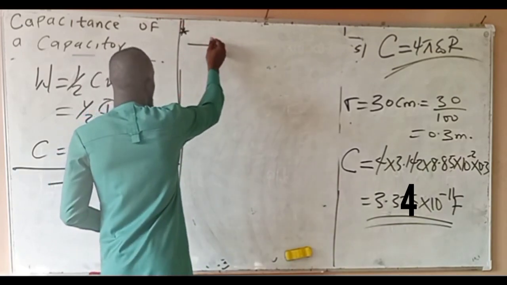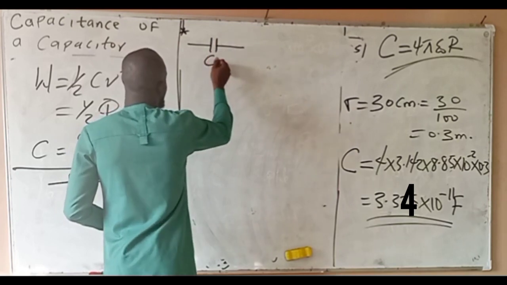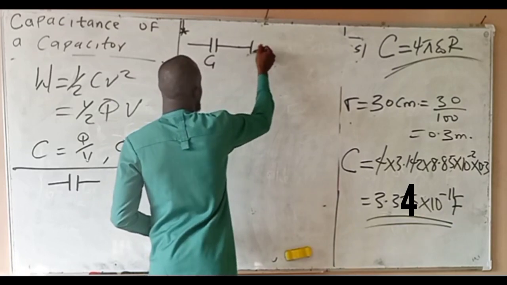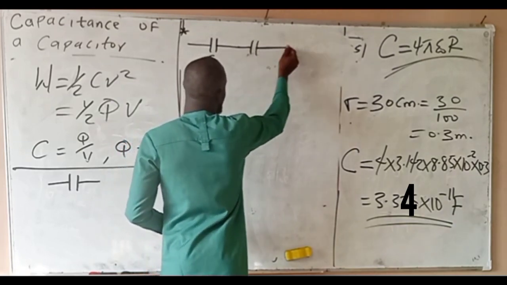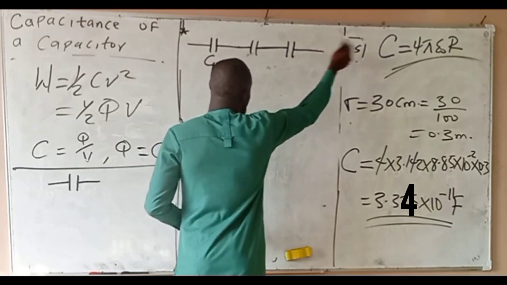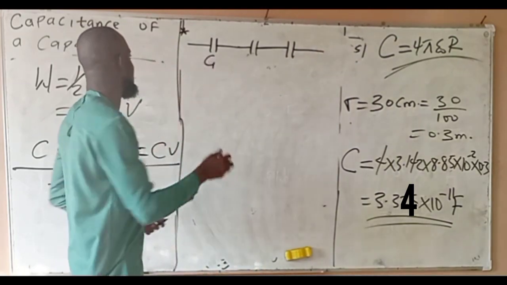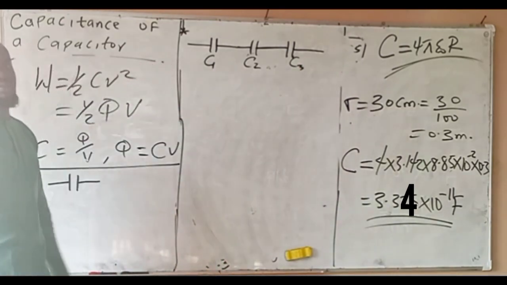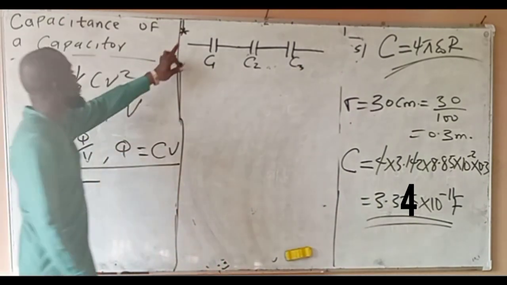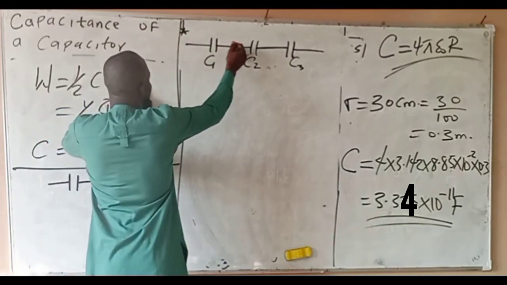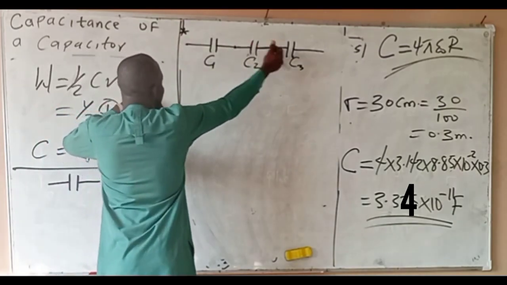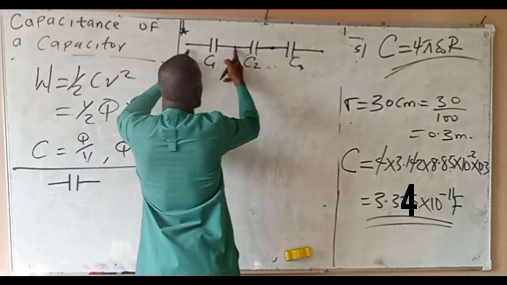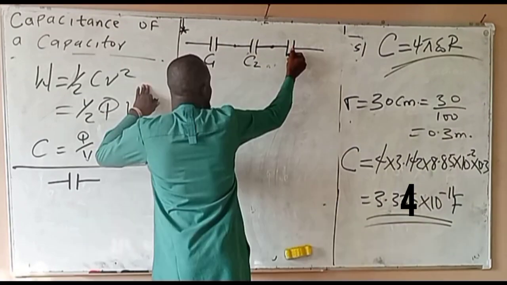For example, let's say we have the following capacitors combined. This one, C1, combined with another capacitor, C2, then combined with another capacitor, C3, and so on. So what is the total capacitance of these capacitors now? This one starts from this place and ends somewhere here. This other one will start here and end somewhere here. You check now, they don't end and start at the same place.